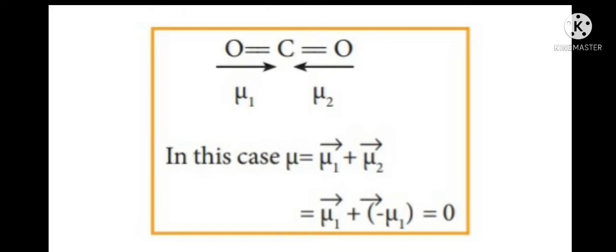Hence it is represented here. In this case, mu is equal to mu1 vector plus mu2 vector. Substitute mu2 is equal to minus mu1. Therefore, mu is equal to mu1 minus mu1. Therefore, mu is equal to 0. For carbon dioxide, the dipole moment value is 0.